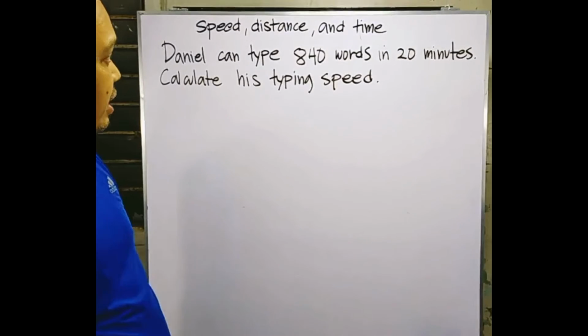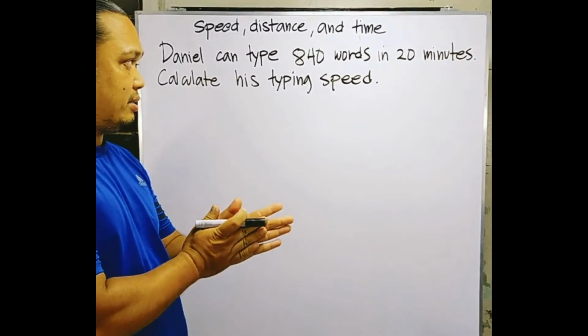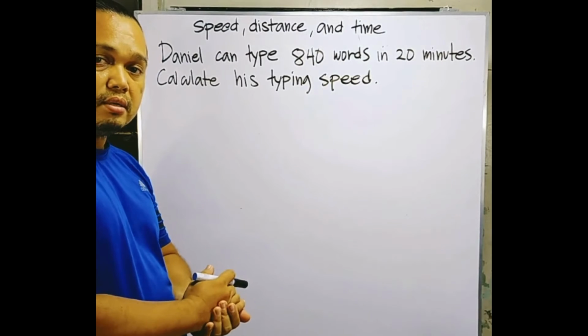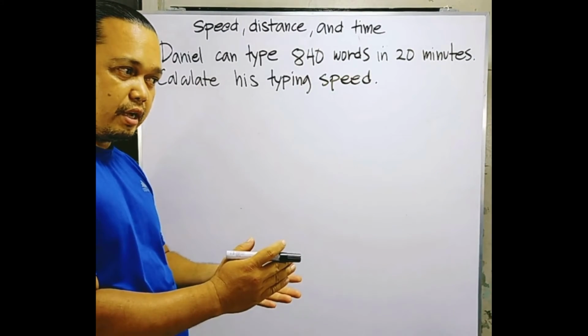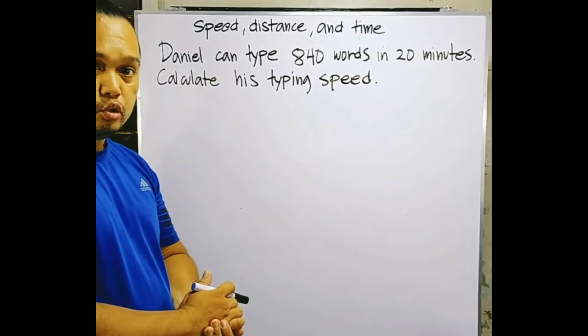Daniel can type 840 words in 20 minutes. Calculate his typing speed. Okay, so therefore this time we are looking for the speed. In our first example, we looked for the time. This time we are going to look for the speed.